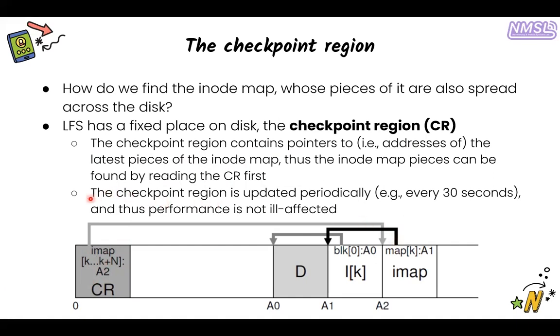Now this checkpoint region also needs to be updated, but we don't do it as often. It's usually done about every 30 seconds. Thus performance doesn't suffer that much. Then one might wonder, during those 30 seconds, what happens if it crashes? Of course that can happen, and we'll talk about that a little later.